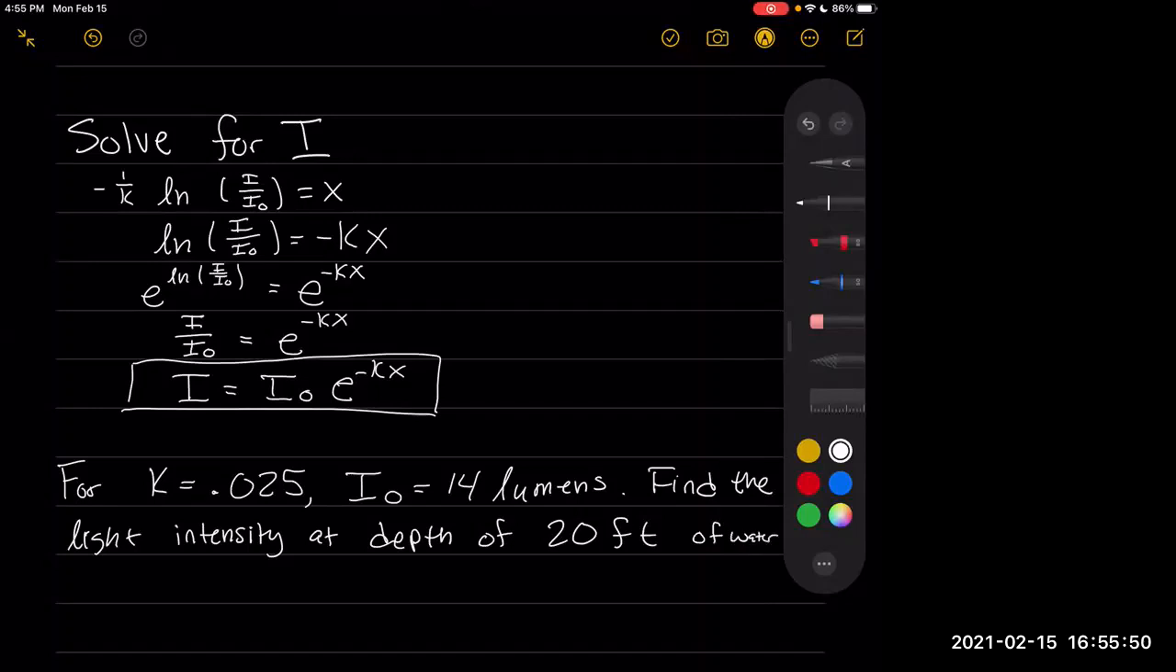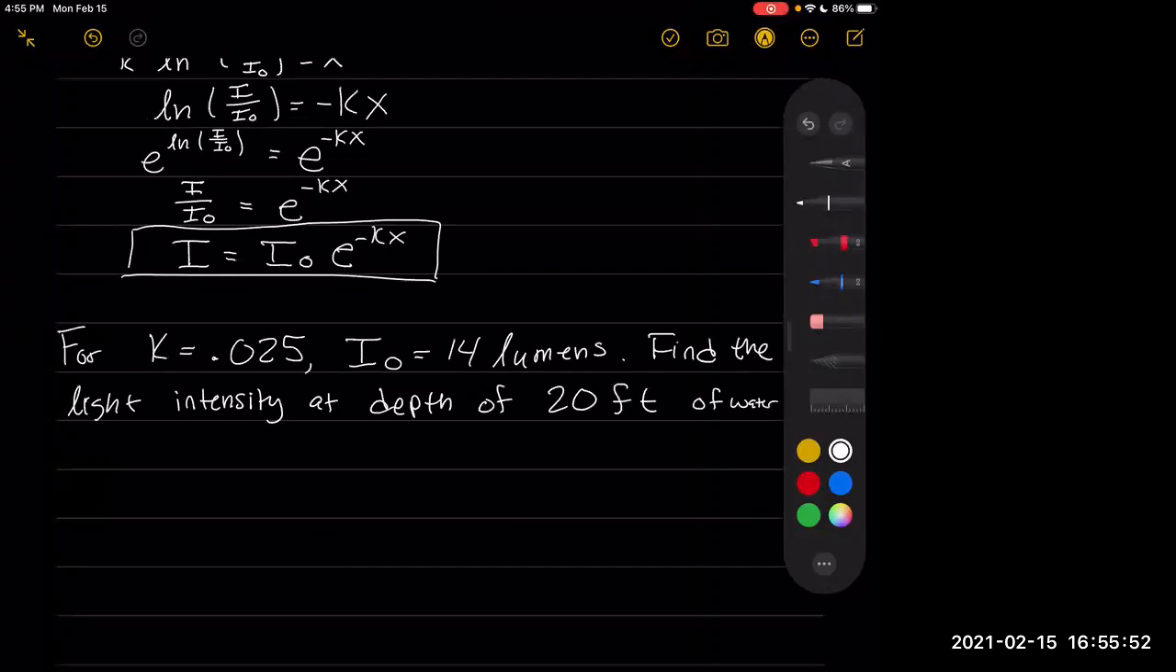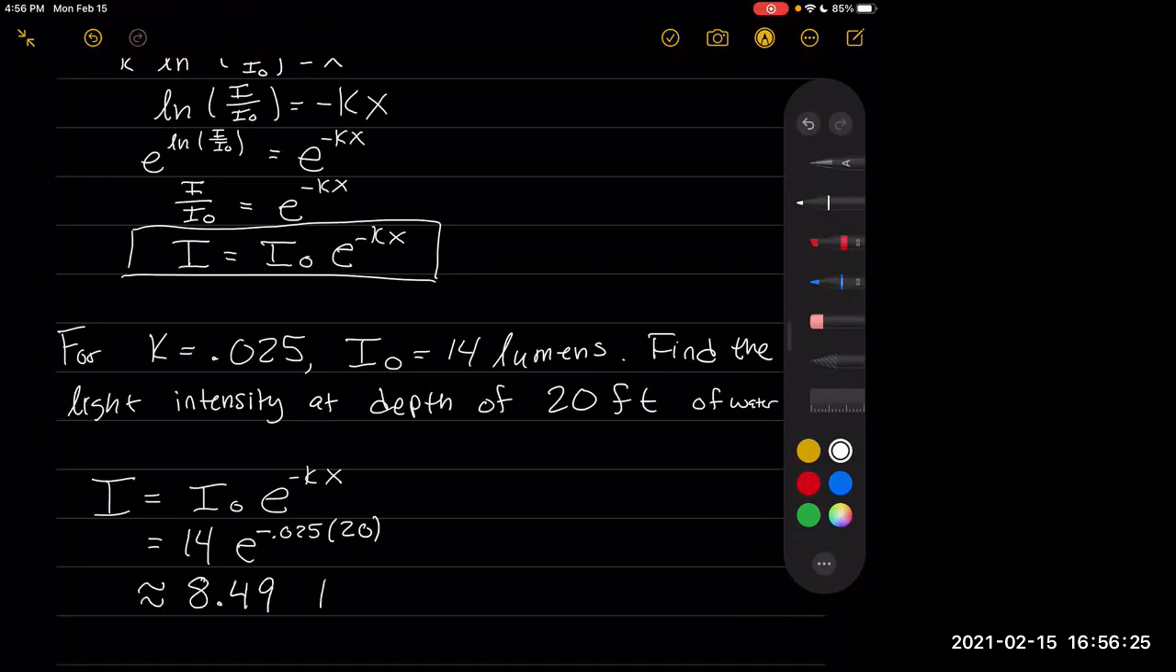Okay, so we're going to have I equals I naught e to the negative kx. Now we're going to plug in all of the values we were given. So we have 14 e to the negative 0.025, and then 20 feet for x. And so plugging this into a calculator, it is approximately 8.49 lumens.